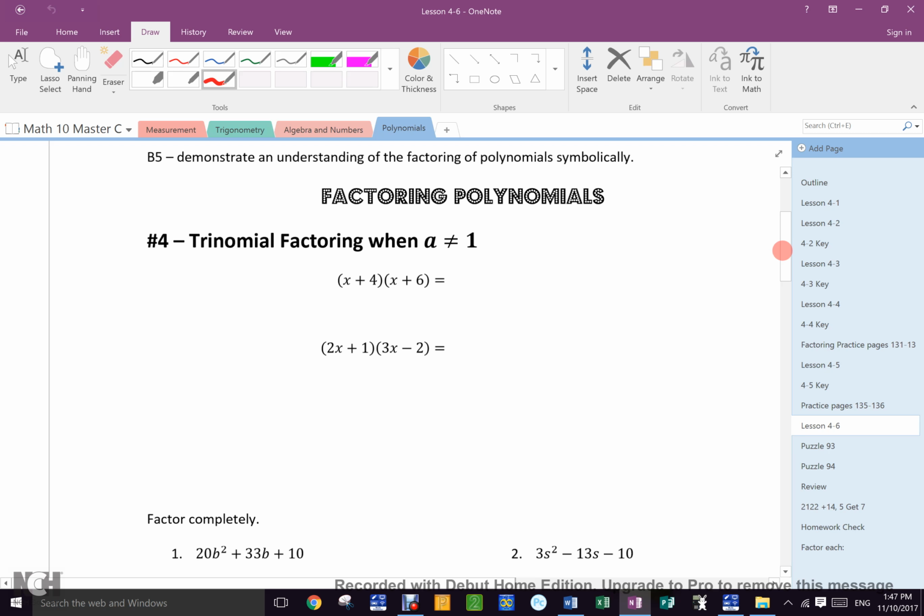If I only showed you this, that's already factored, isn't it? Yeah. So what do you do when something is factored? You expand it, right? So it would be x squared plus 6x plus 4x plus 24, right? Which would get me x squared plus 10x plus 24, right?